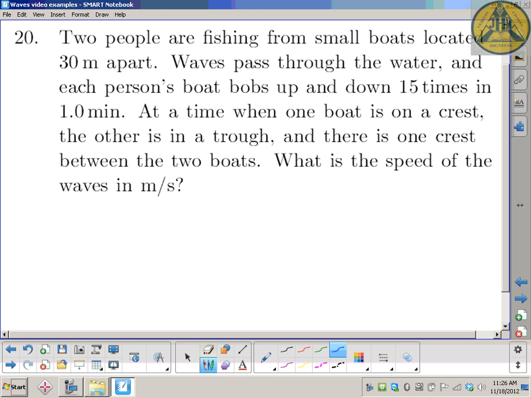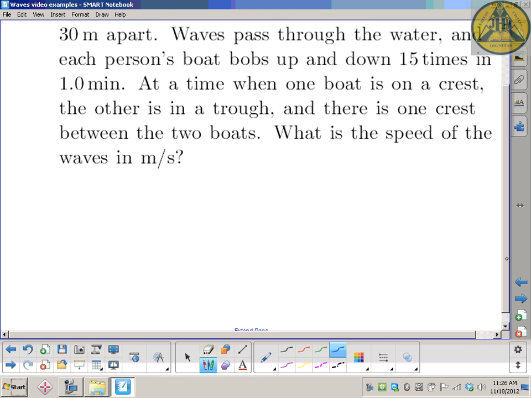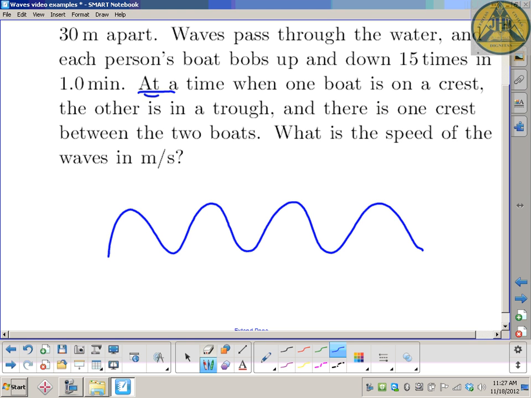It's a longly worded problem, and so the best thing to do is reread it, write down information as you go, do a diagram. In fact, that would be the first thing that you would do. So at a time when one boat is on a crest, the other is in a trough, and one crest between them. So draw your water waves, kind of exaggerated, doesn't really matter.